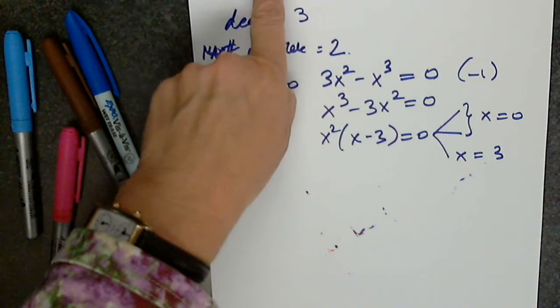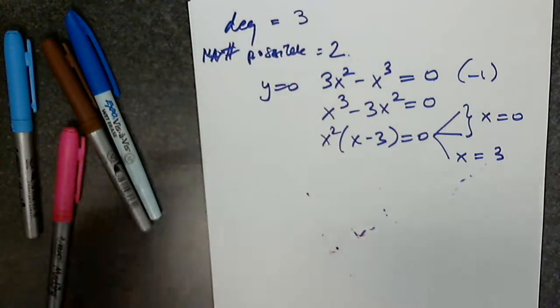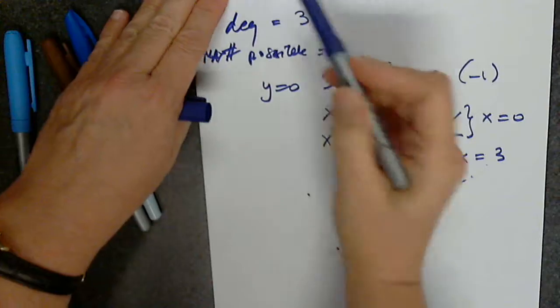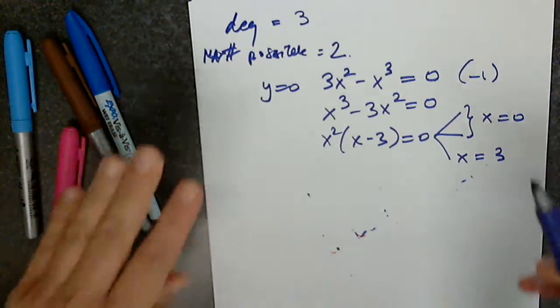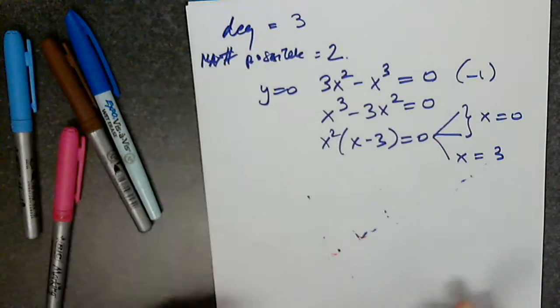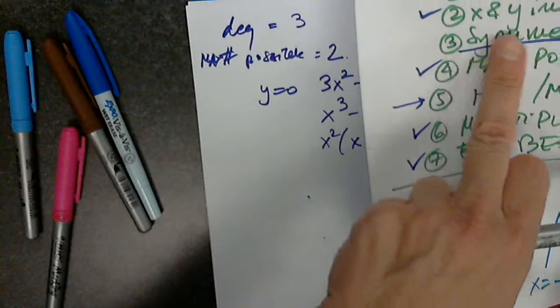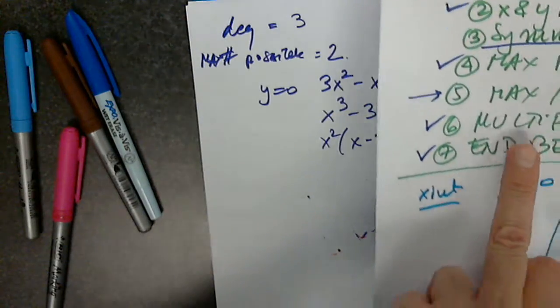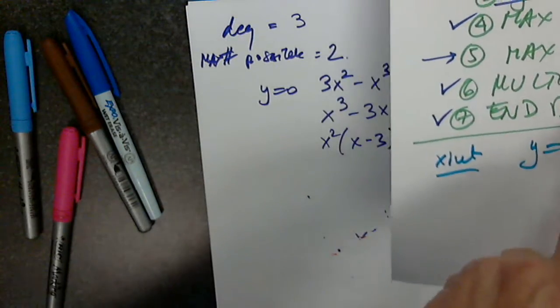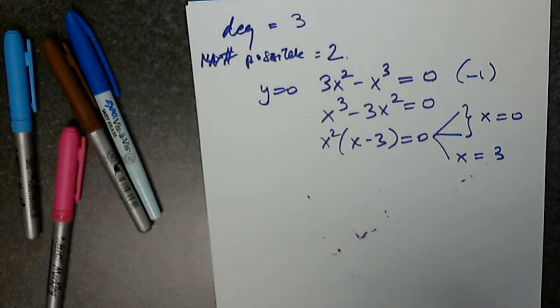So what do I write? What do I write under negative infinity? Perfect. What do I write under infinity? Negative infinity. Okay, going through the list, let's see what we have and what we don't. We have domain, we have x and y intercepts. We have the maximum possible number of turns. We have multiplicity with f and behavior. It's done, just symmetry.